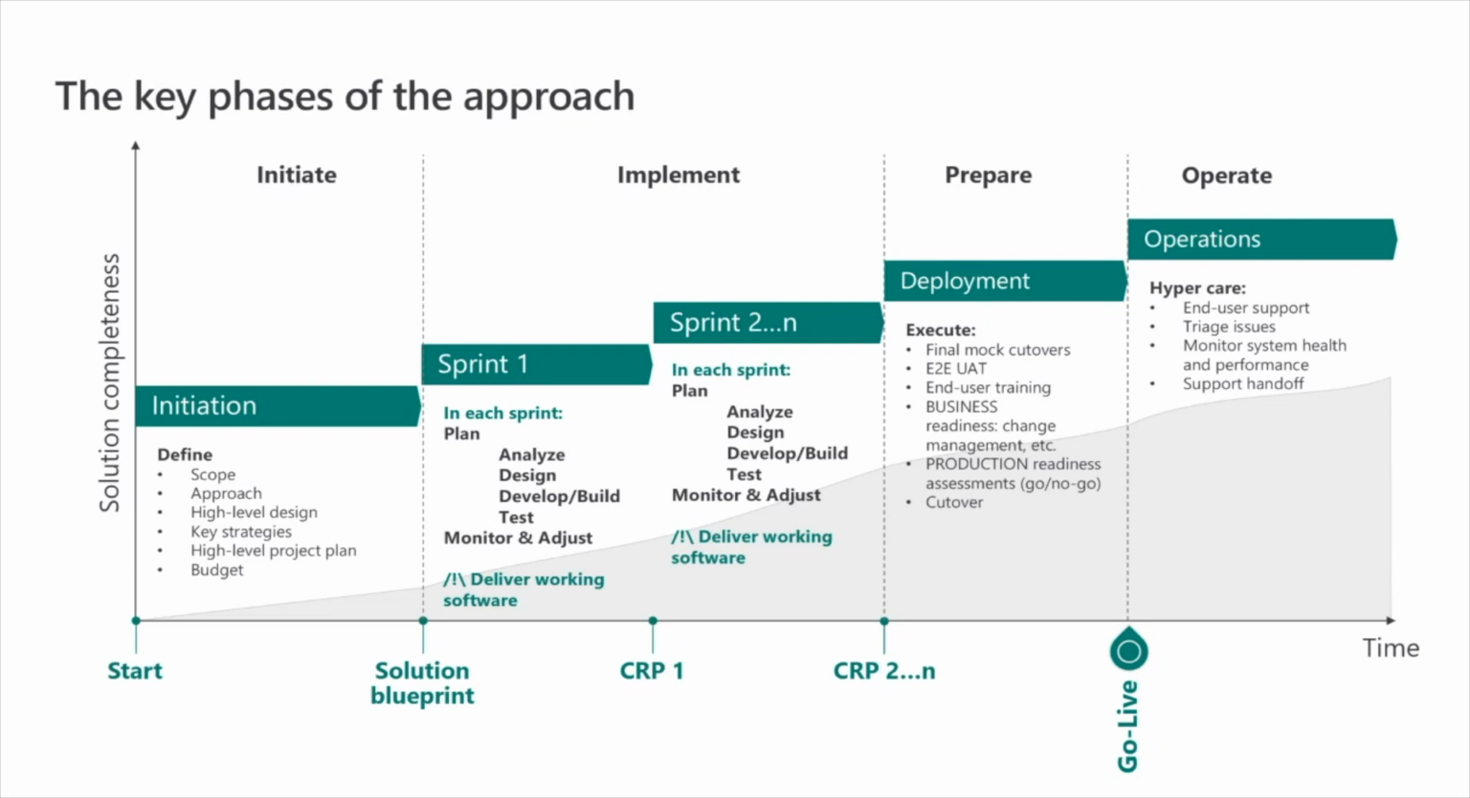And then within the implement, there may be multiple sprints within that implementation phase. And each sprint is a self-contained cycle of delivery of working software of a portion of the business process that is in scope. Each sprint builds on the work from the previous sprint. It's essentially an iterative delivery, an incremental delivery as well of the business process.